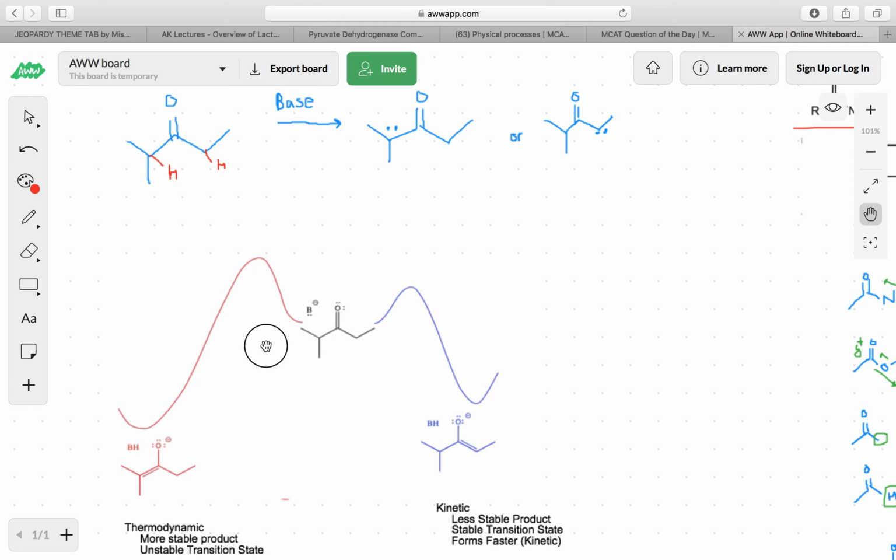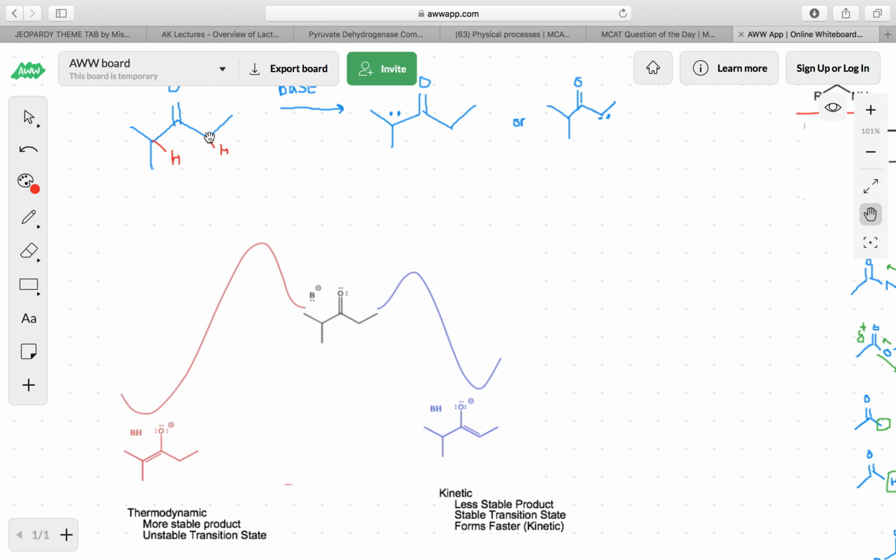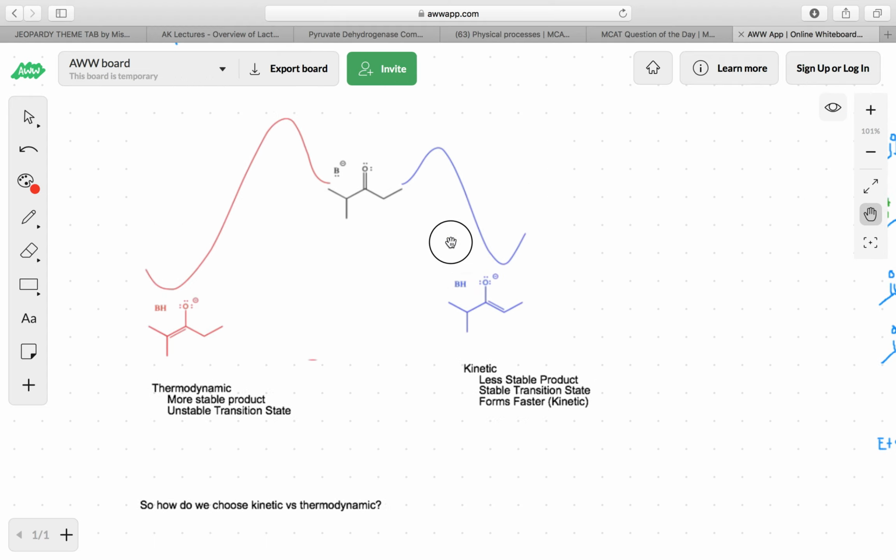So let's just summarize what we've learned so far. Our thermodynamic has a lower product because it's a more substituted enolate. That's the most important thing. It's the most substituted. Your kinetic, even though it's not as stable, forms faster. And the reason is that it's easier to get in that smaller space and abstract that proton.